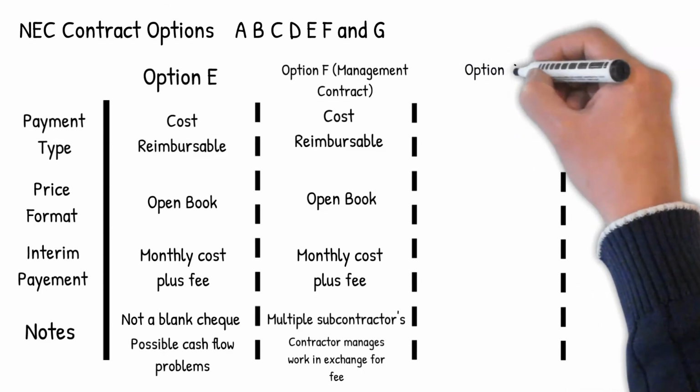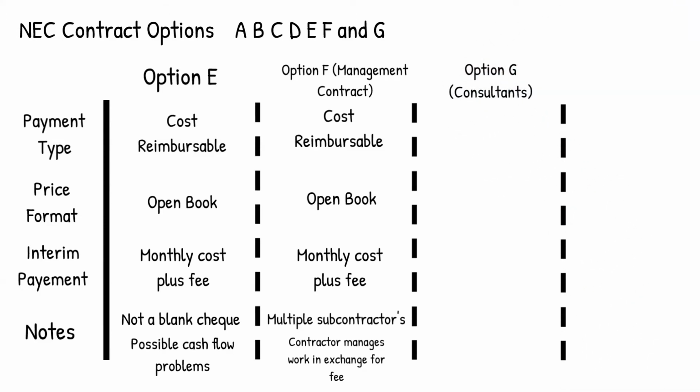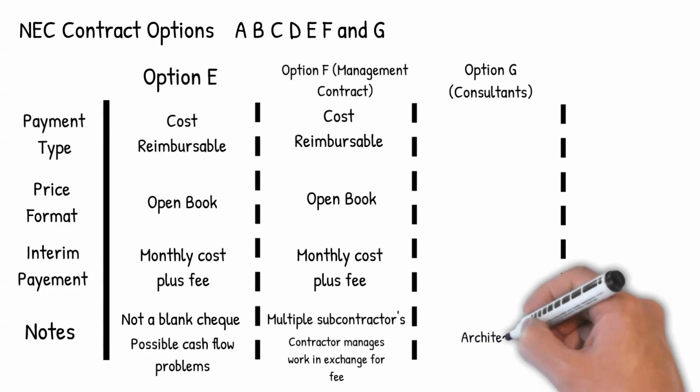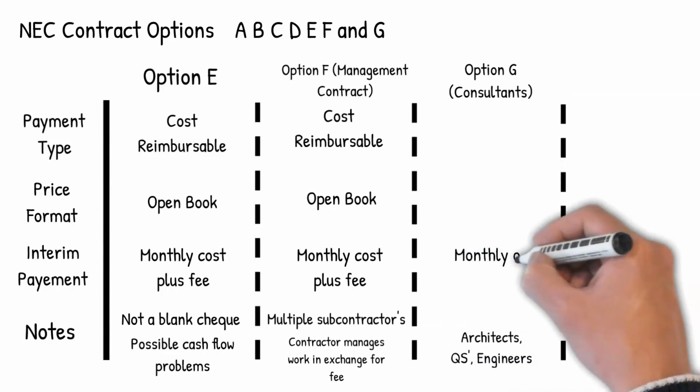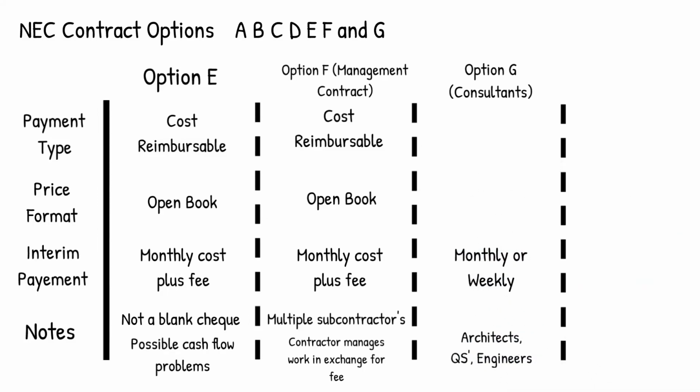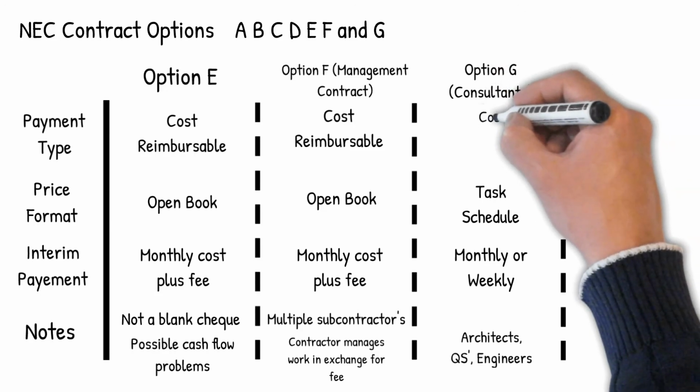Lastly, Option G. This option is most commonly used with professional service contract for the appointment of consultants. Consultants are likely to include architects, quantity surveyors, and engineers. Similar to the activity schedule, this option will use a task schedule for appointing a consultant, factoring various rates for different grades of staff or service. The service can be priced on a lump sum or time basis.